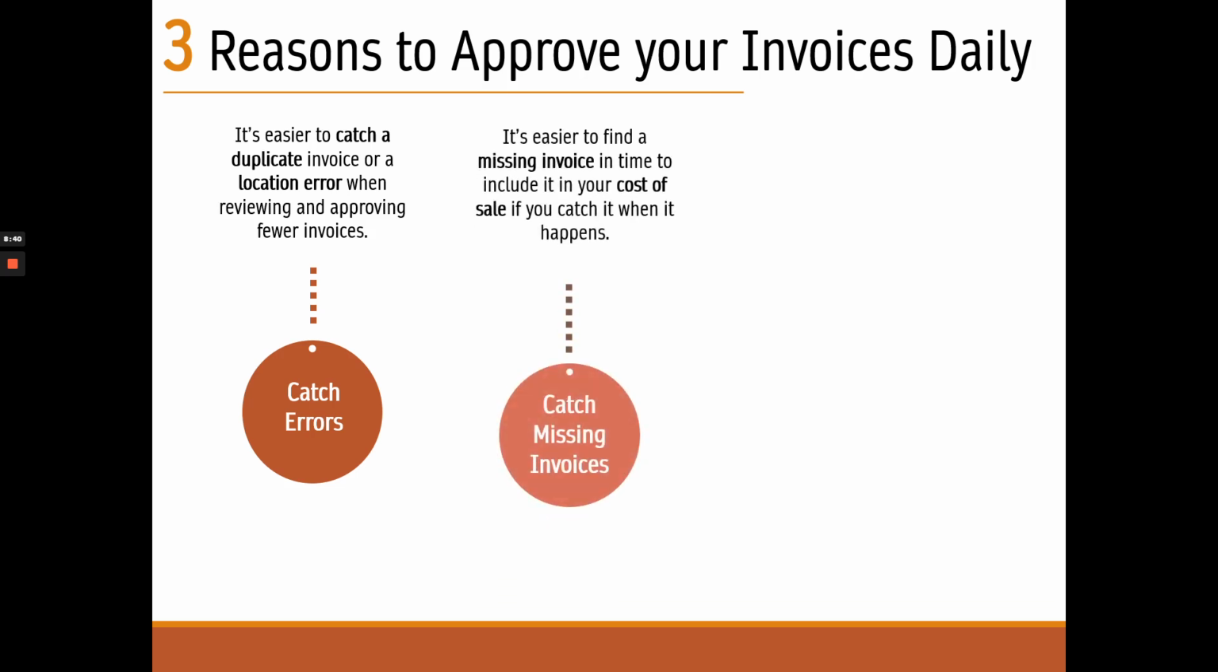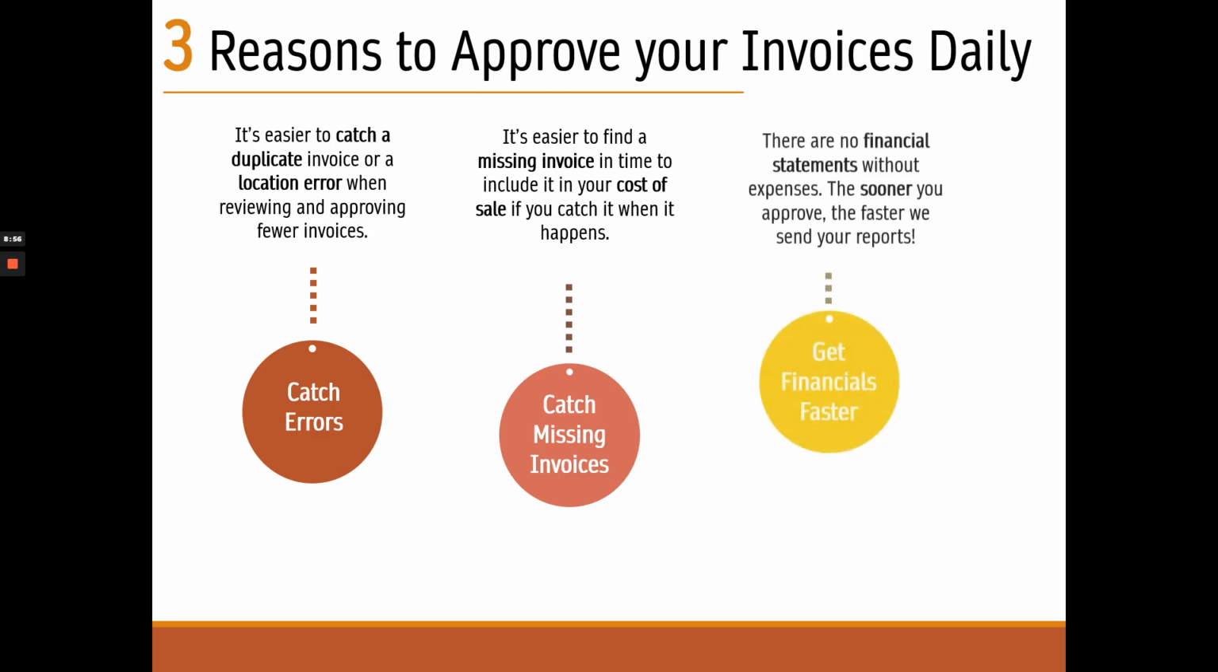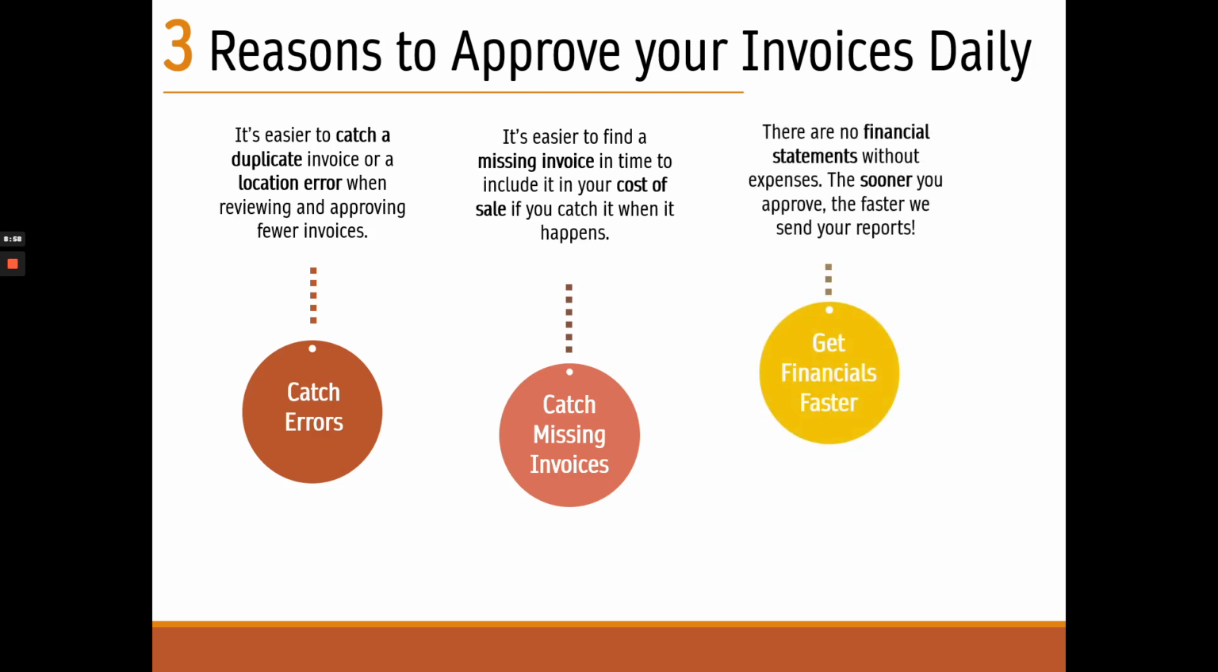It's also easier to catch missing invoices if you approve invoices every day. You'll see if you're missing a food or beer, wine, and liquor invoice in time, and will be able to request it from the vendor and include it in your financials. Finally, it makes it way easier to have financials out quickly because it gives us more time to review your expenses. And that's it for today.